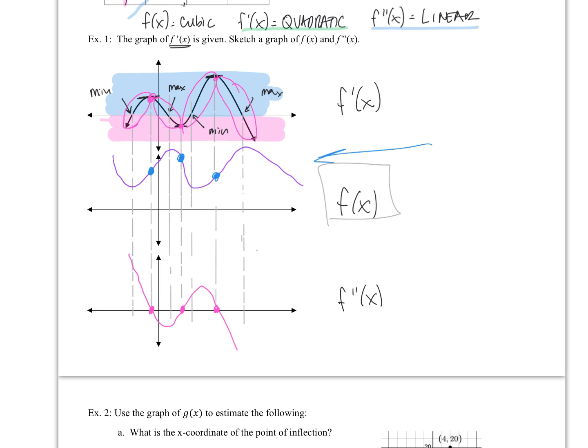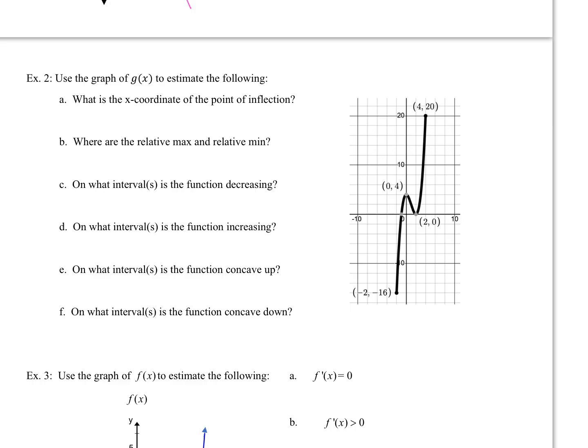Right? So if you're trying to go from the original function all the way down to the second derivative, the points of inflection, those big blue dots, become your zeros. Points of inflection on the original become zeros on the second derivative. Okay, again, you may have to watch this a couple different times. Let's move on to the next page.